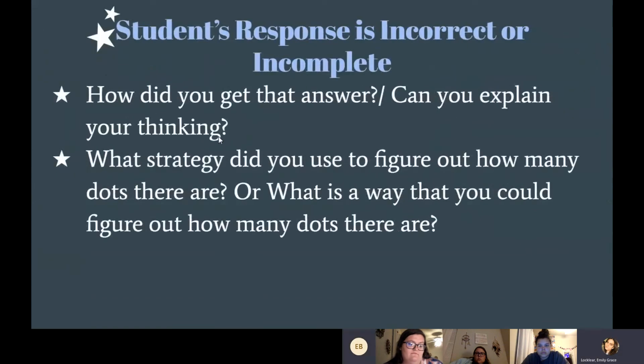If a student's response is incorrect or incomplete, I would ask, how did you get that answer? Can you explain your thinking? That way, maybe if they thought wrong, they'll backtrack and realize they messed up. I could also ask, what strategy did you use to figure out how many dots there are? Or what is a way that you could figure out how many dots there are?